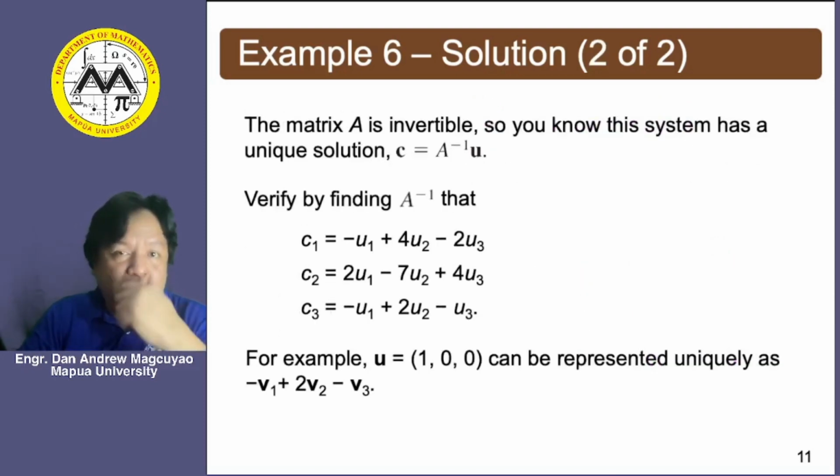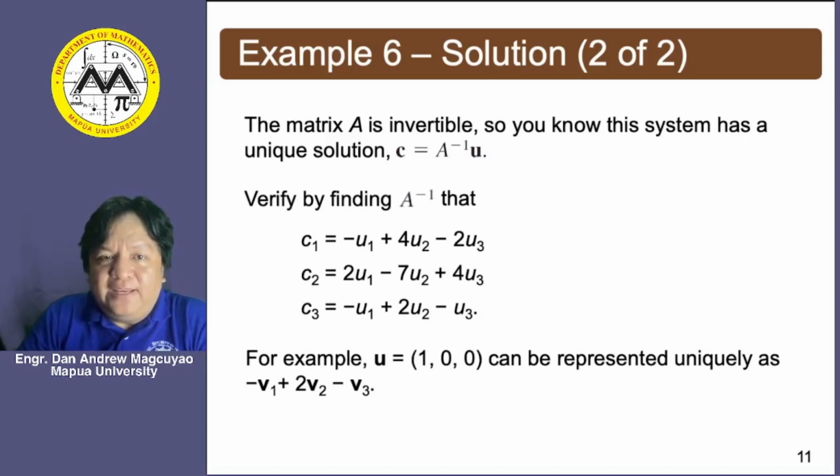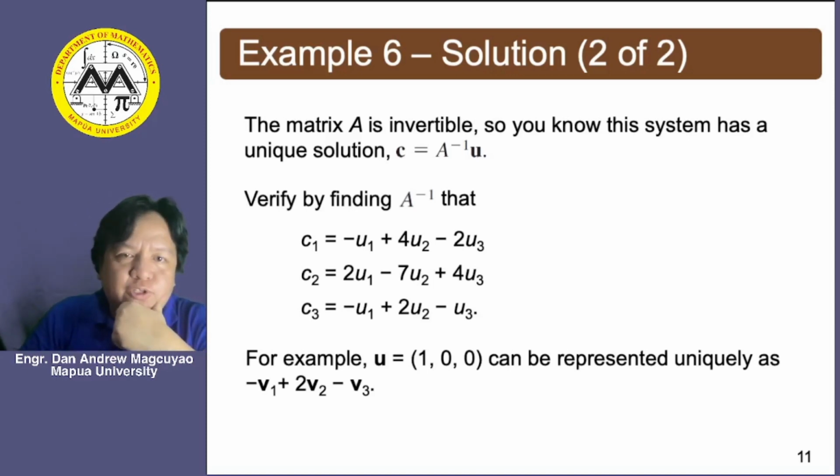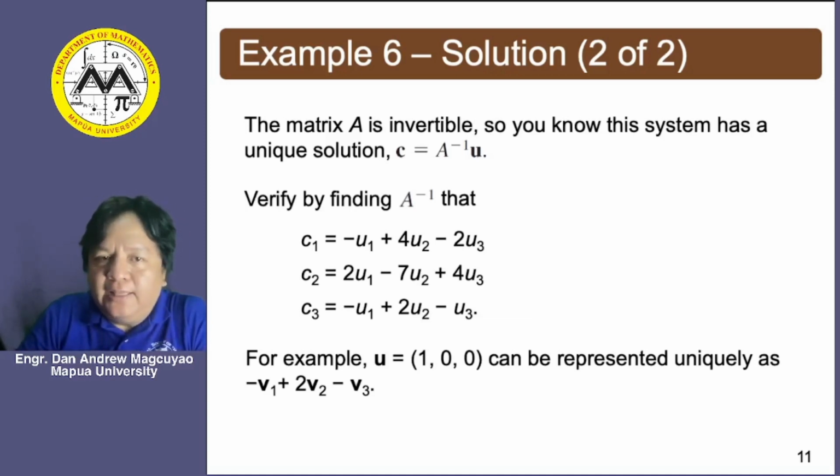So the matrix A is invertible, so you know that the system has a unique solution. C is equal to the inverse of A times u. So you can verify this by finding the inverse of A such that C1, C2, C3 is equal to negative u1 plus 4u2 minus 2u3, 2u1 minus 7u2 plus 4u3, and negative u1 plus 2u2 minus u3. For example, if u is equal to (1, 0, 0), this can be represented uniquely as negative v1 plus 2v2 minus v3.